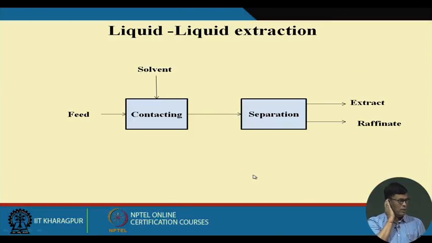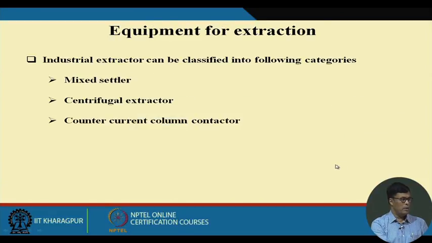I can give a schematic diagram of that, like this, with the block flow diagram. The feed is coming this way, and the solvent is coming. Then they are mixed together. Then the separation takes place. We have the extract and we have the raffinate. The extract mostly has the solute, while the raffinate does not have much of the solute. So, the equipment for extraction, the industrial extractor, can be classified in the following categories.